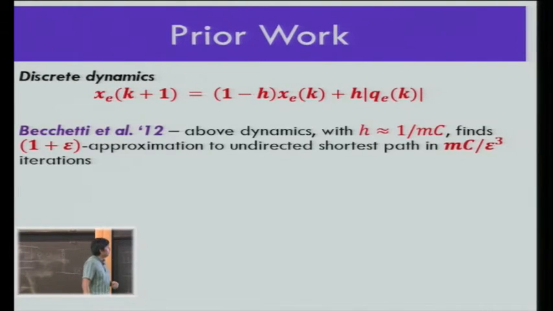And in a very nice piece of work, Becchetti, along with some of the authors, Bonifaci, Mehlhorn, and others, proved that for the undirected shortest path, these discrete dynamics with this step size converge. And what it means is that it comes within 1 plus epsilon of the shortest path in something that goes basically like m iterations.